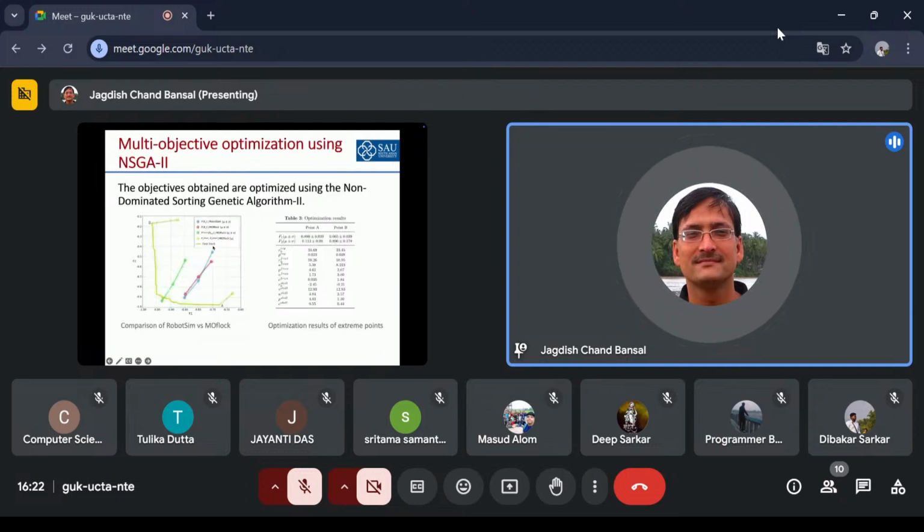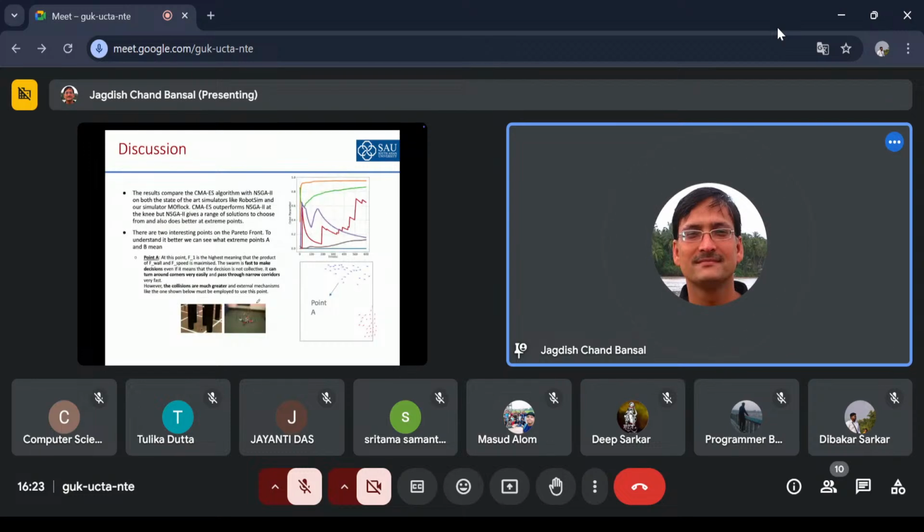So this is the result of our research paper. You see that one solution was this solution and one solution was this solution. This is our Pareto optimal front obtained using NSGA2.